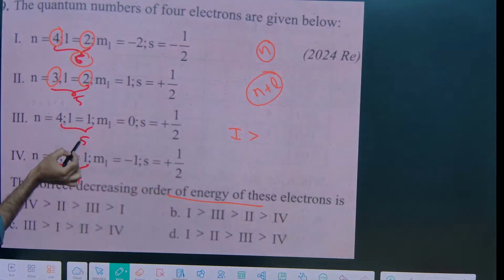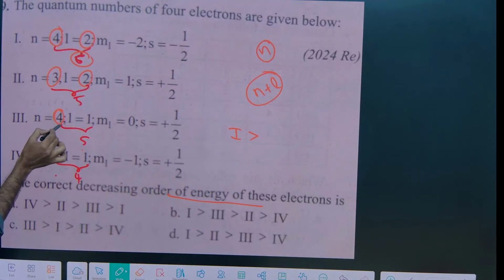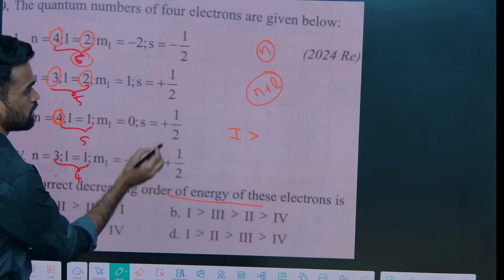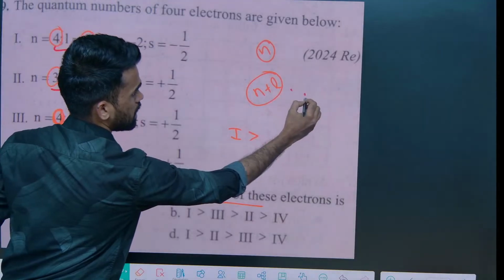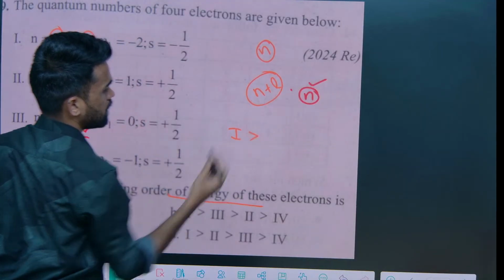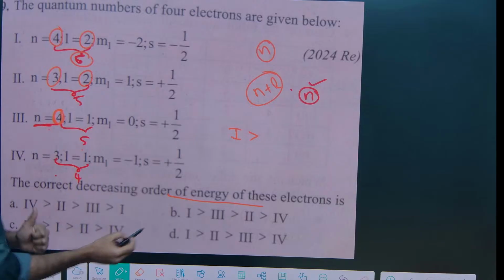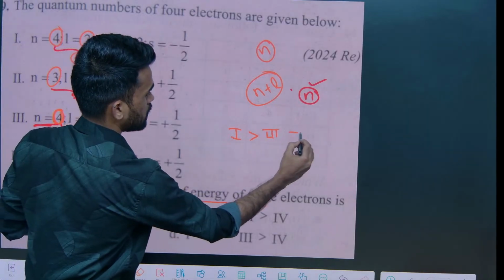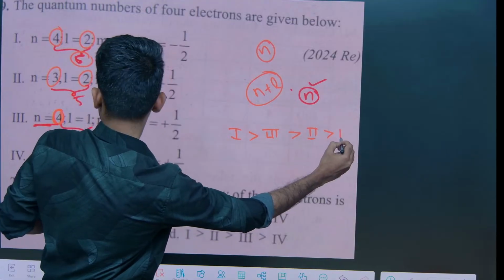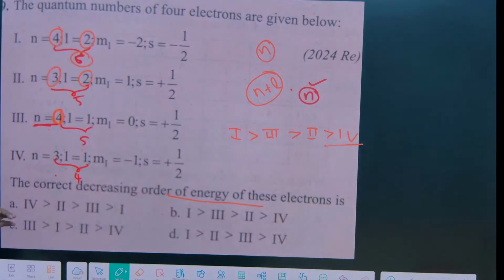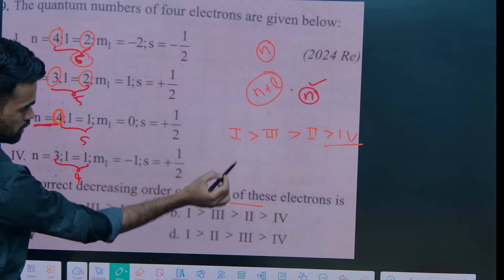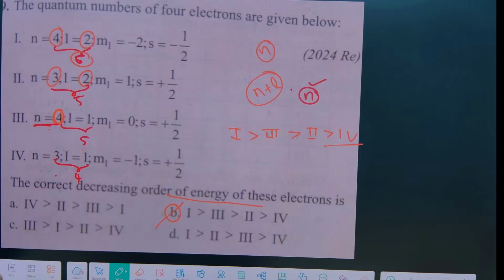After this, both of these have the same n plus l value. If n plus l values are the same, then the higher the n value, the higher the energy. Both n plus l values are the same here, but the n value is greater here. So it means 3, next 2, and the least is 4. So this is your final answer: 1, 3, 2, 4. So option B is the perfect answer for the question.